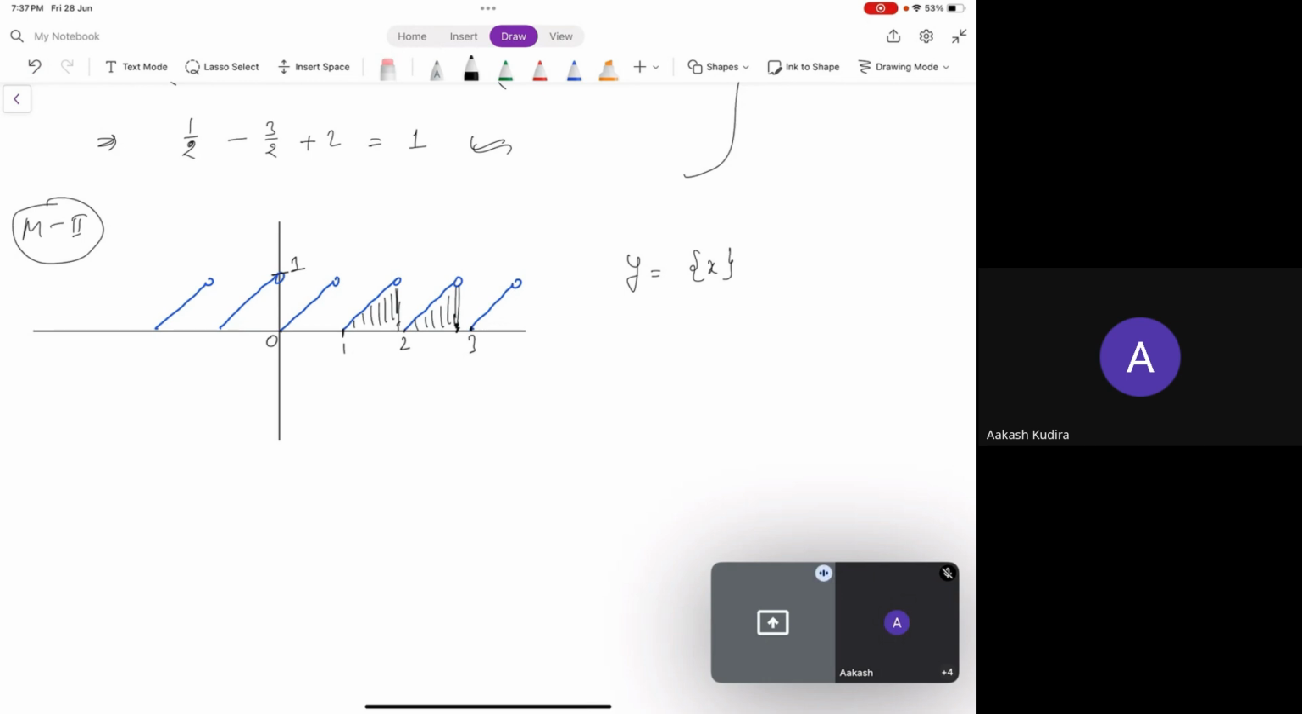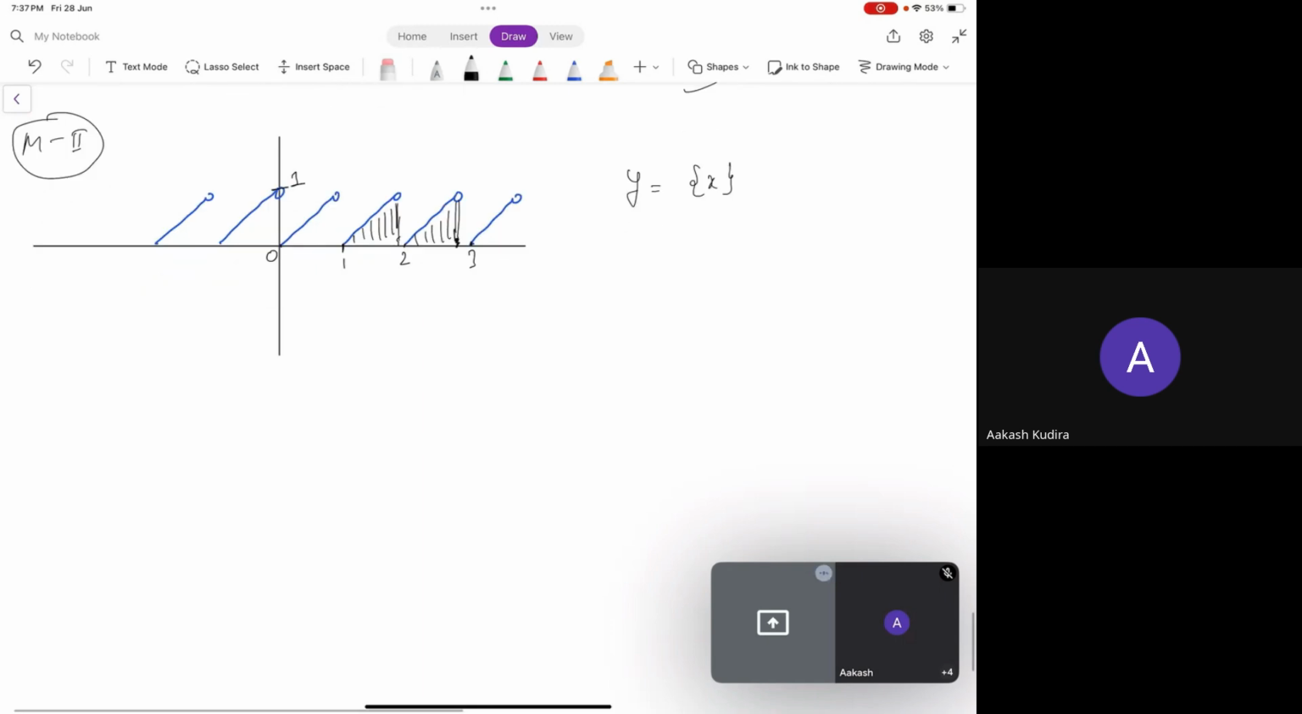Now find this area. You can see here there are two triangles and both are symmetric. Tell me, the base is 1, correct? And the height is also 1. Doubt? No sir. So the area of a triangle is half into base into height, plus the second triangle, again half into base into height. So half plus half is equal to 1.